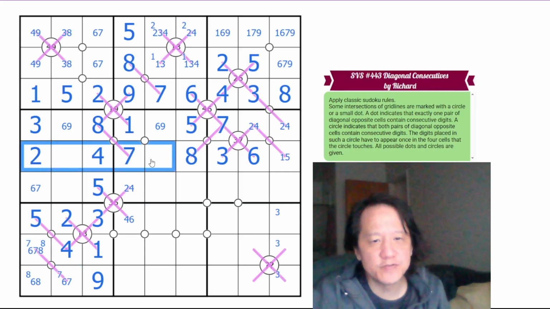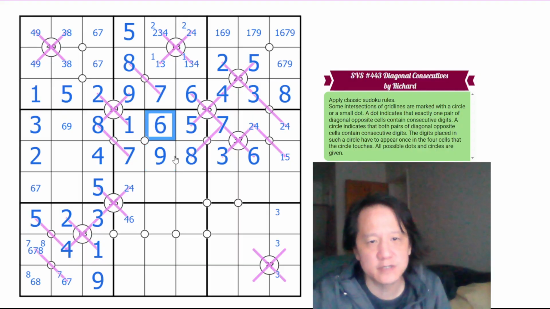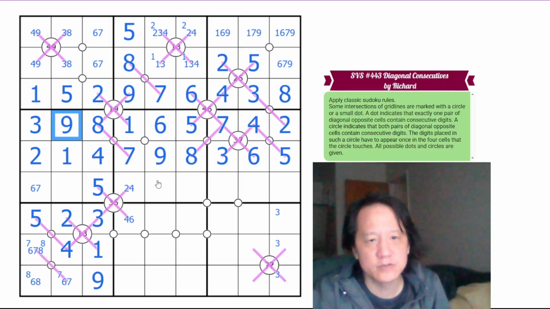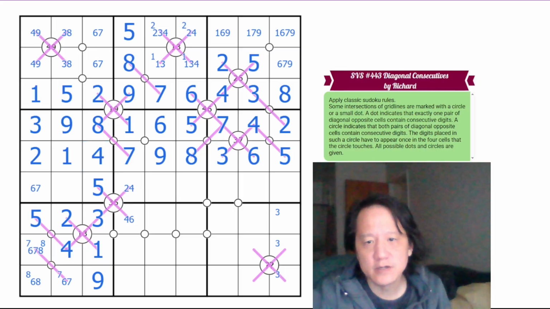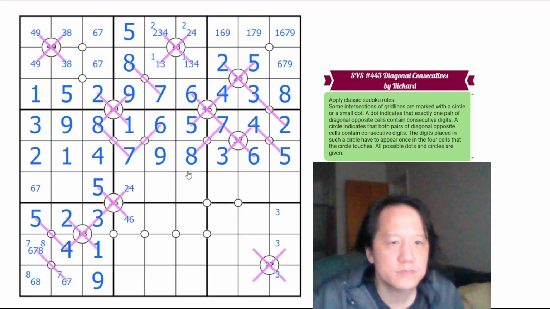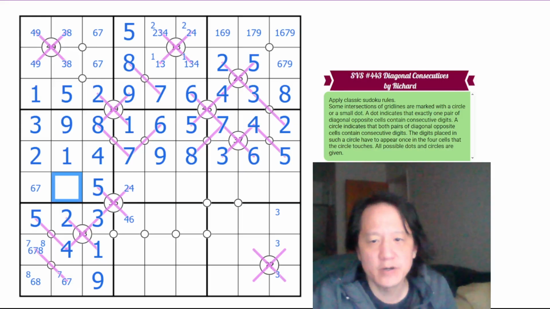Remaining digits in row 5 are 1, 5, and 9. This can't be 1 or 5 because of the 1, 5 in the box, so this is 9, which makes that 6. That makes this 1 or 5. Cannot be 5 because 5 in the box, so this is 1, which makes this 5. These are consecutive, so this must be 4 and 2. 6 eliminates 6 here, so it's 9. Okay, so then we have these 6 and 7 being consecutive. This is a 6, 7 pair then.